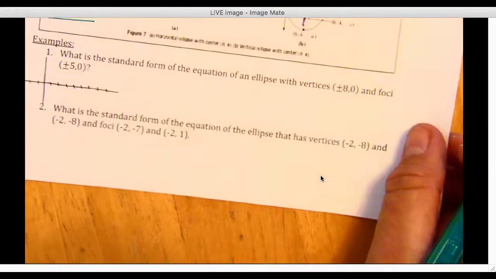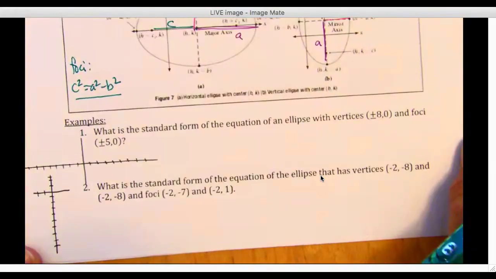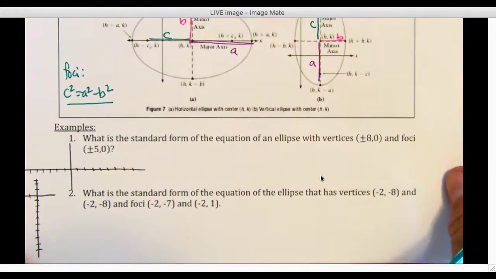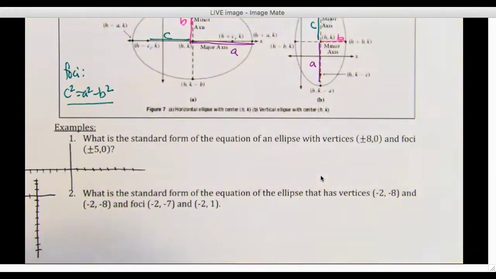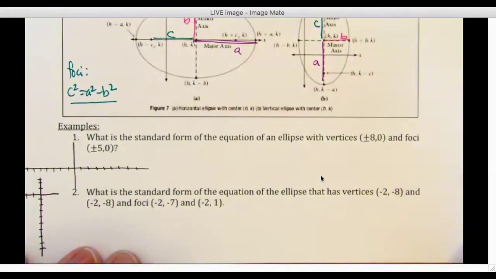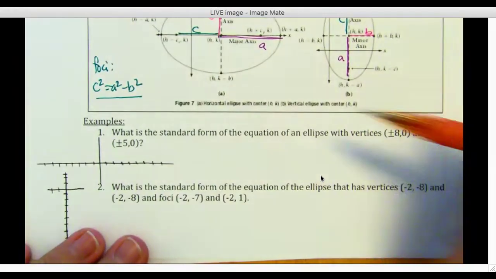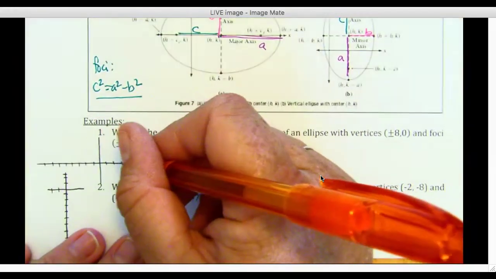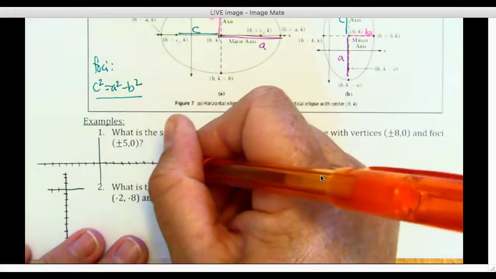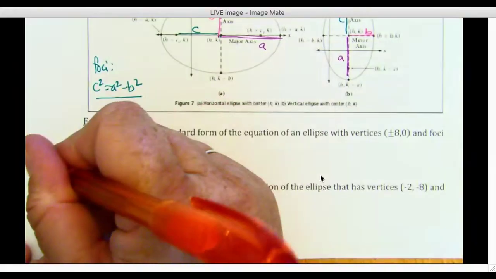Looking at our first couple of examples here, it says, what is the standard form for the equation of an ellipse with vertices at plus or minus 8 and foci at plus or minus 5, 0? Even though it didn't tell us to plot those points, it's really helpful to visualize it. So positive 8, 0 would be out 1, 2, 3, 4, 5, 6, 7, 8, 0. And then negative 8, 0.